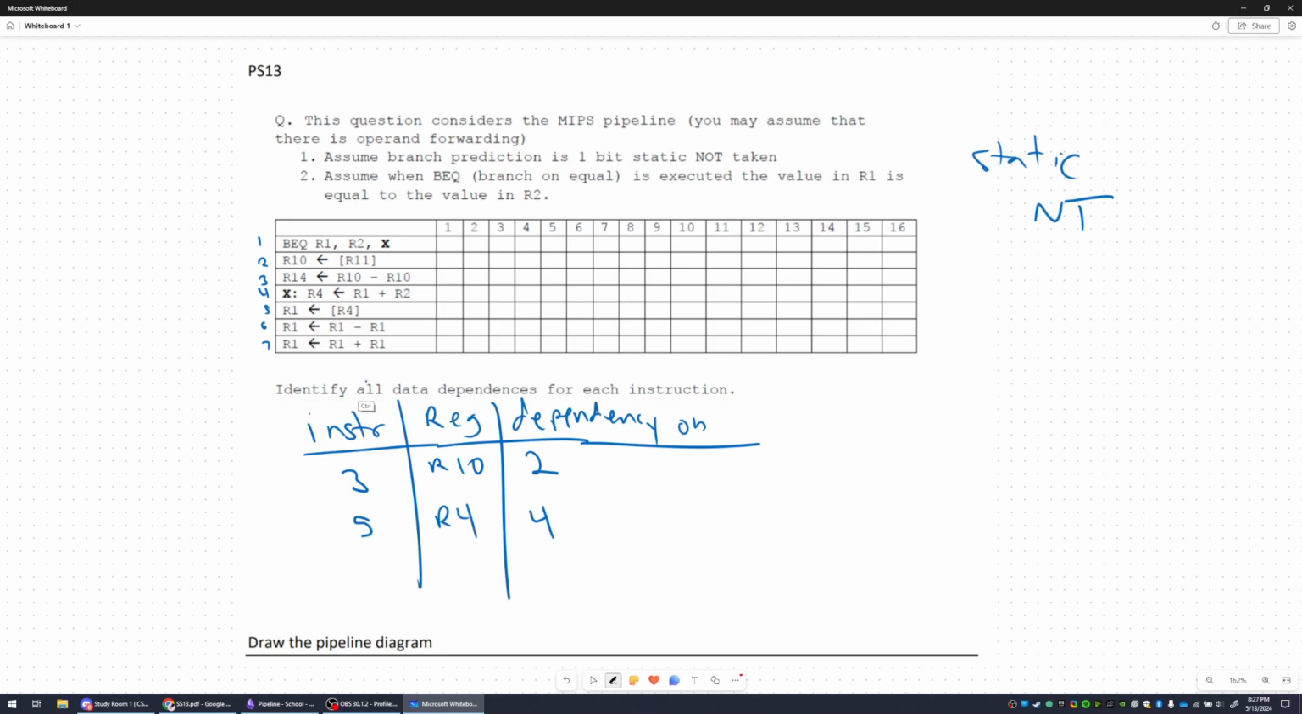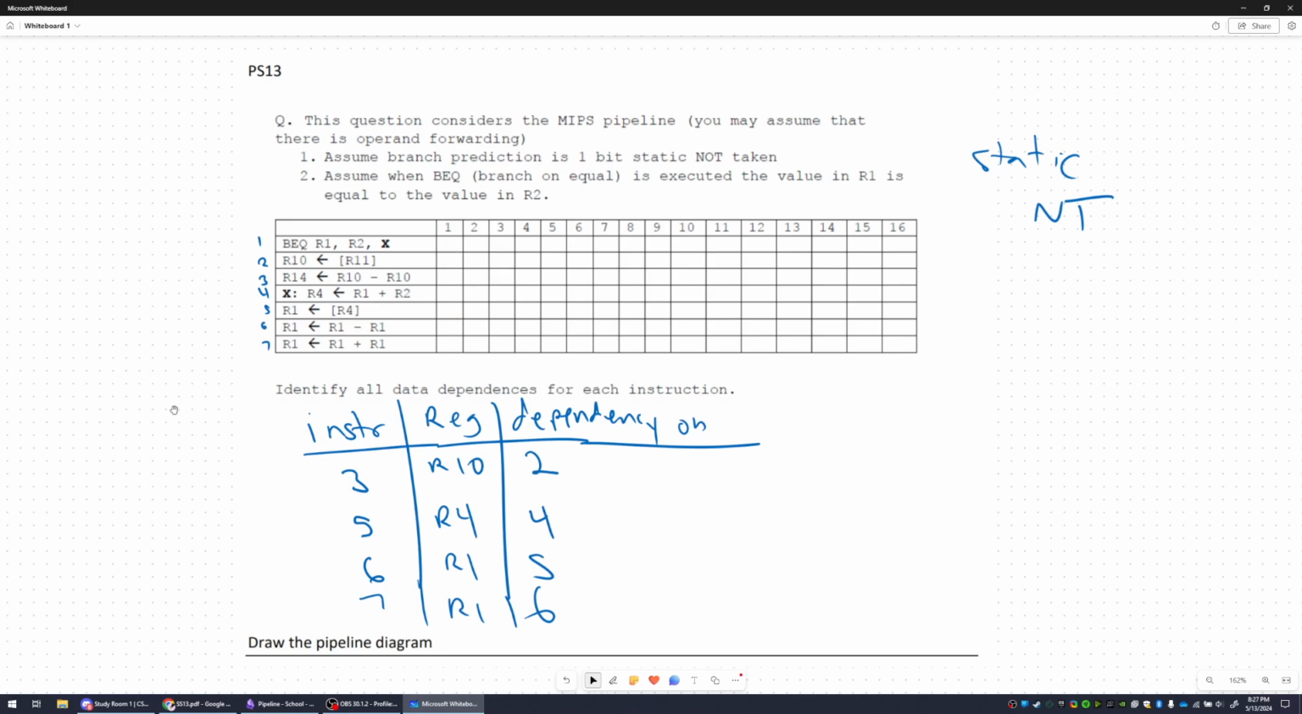This one over here. So instruction 6, R1 on instruction 5, and then 7, also R1 on instruction 6. I think that's it because there's no looping back. So these are all the data dependencies. This isn't necessarily all the data hazards.